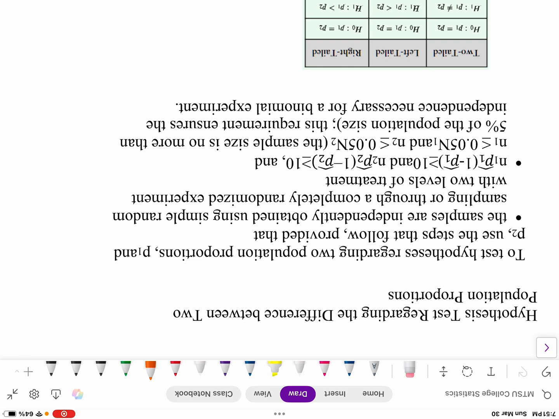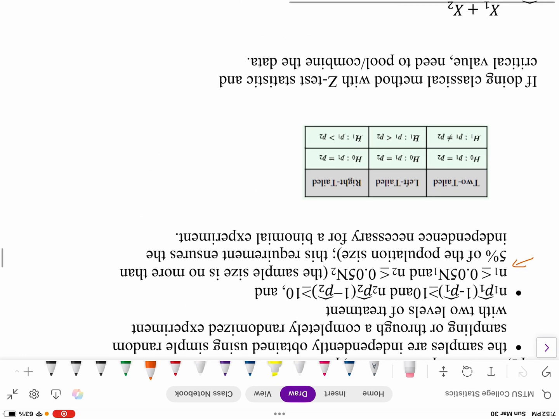Then for the independence piece, for each sample we check whether 0.05 times the population is greater than the sample size that we used. And again, this ensures the independence necessary for the binomial experiments.